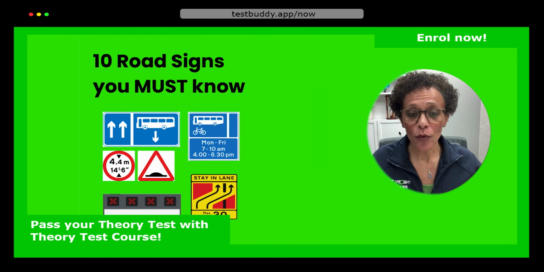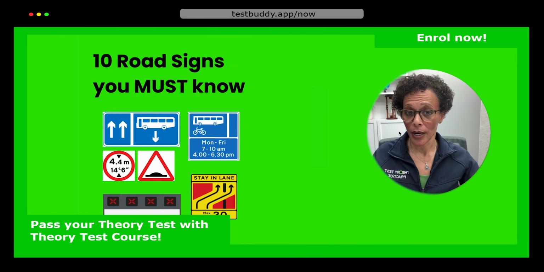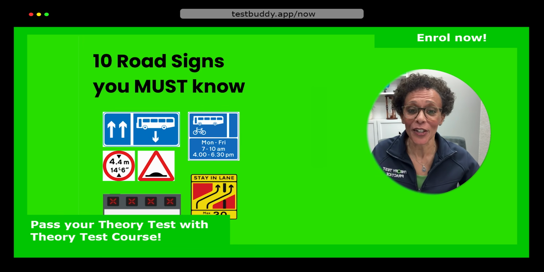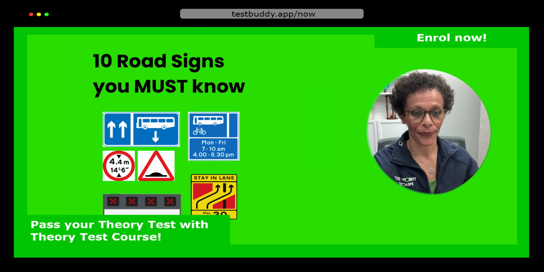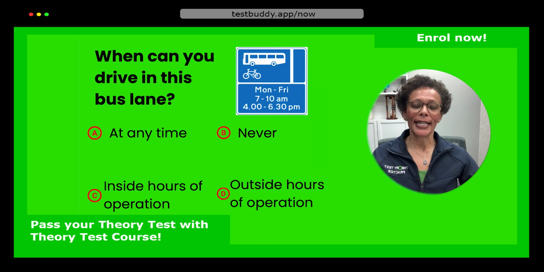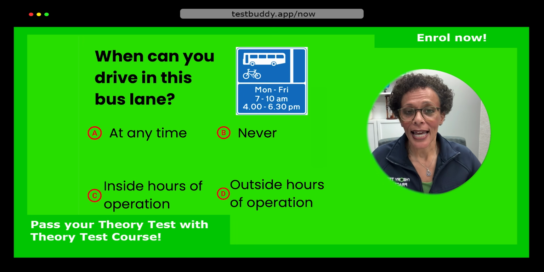Let's go over 10 road signs that you must know. 10 signs that you need to know to answer theory test questions, and you need to know as a driver as well. When can you drive in this bus lane? At any time, never, inside hours of operation, or outside hours of operation? Do you know the answer?